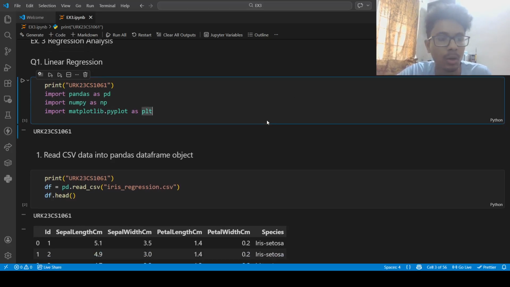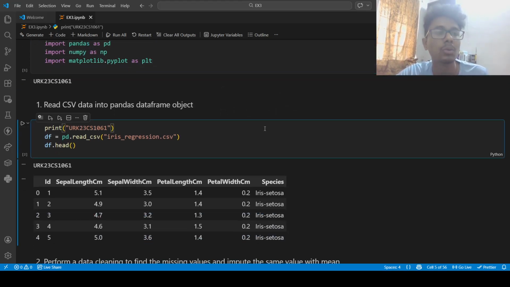Proceeding to question number 1. Before that, I have already imported all the necessary libraries, which are pandas, numpy, and matplotlib. Matplotlib is for plotting all the graphs, numpy is for handling numerical operations, and pandas is for handling all the data here. The first question talks about reading the CSV data into a pandas data frame object. Here we are just reading the CSV file, which is iris.regression.csv. To make sure that my data set has been loaded properly, I'm using df.head and checking whether it has worked properly or not.